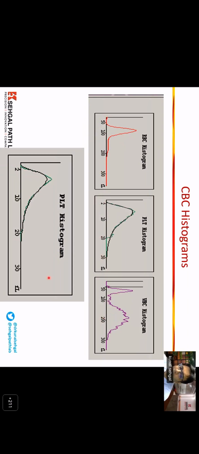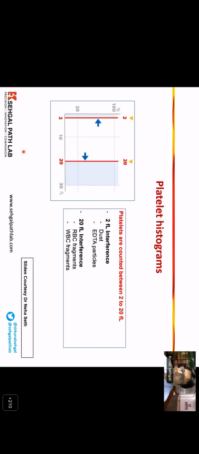Then WBC as of now we will leave. The focus is going to be today on the platelet histogram. Okay. Now in the Beckman, we also have what we call a curve correction. There are 2 curves, and we'll discuss this as we go along. The green one and the black one. Now this is from a third analyzer. Okay, these slides are courtesy my colleague Dr. Neha.